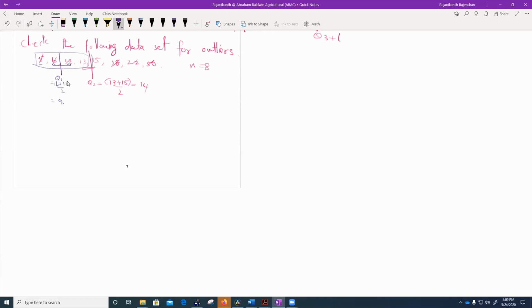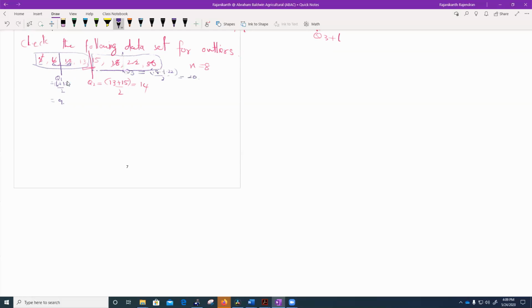So Q3 is simply the middle point, the median, of my second half. Therefore, the middle of these 4 data values is going to be here somewhere. So that is my Q3, right? Simply find the average of 18 and 22. So 18 plus 22 is 40. 40 divided by 2 is 20. So my Q3 is 20.